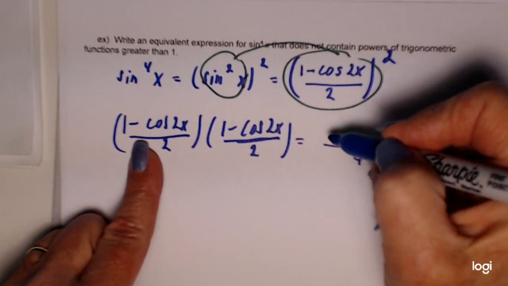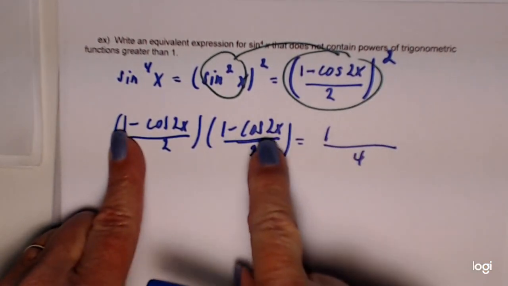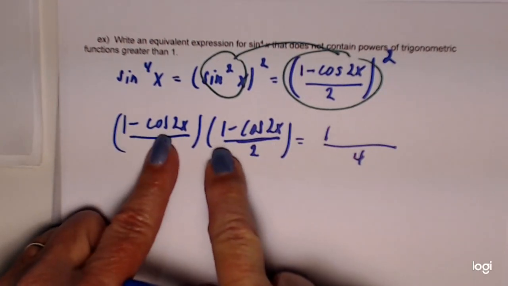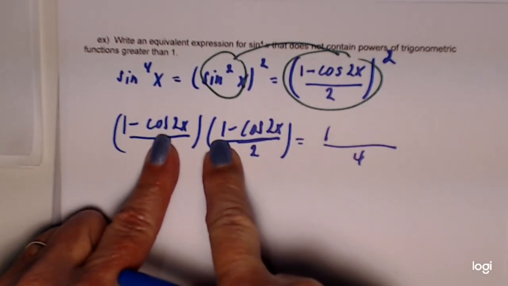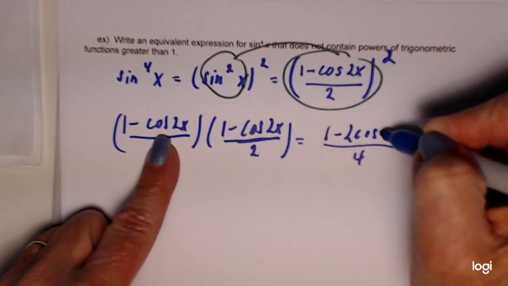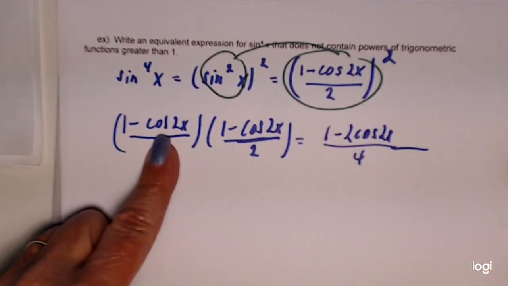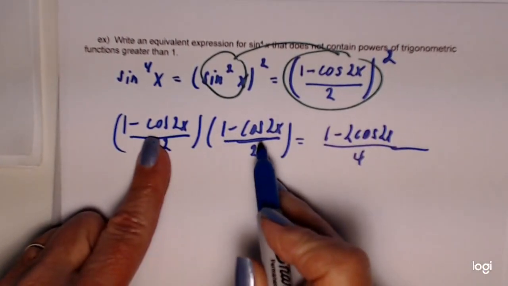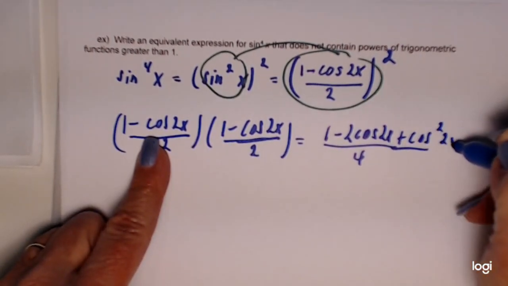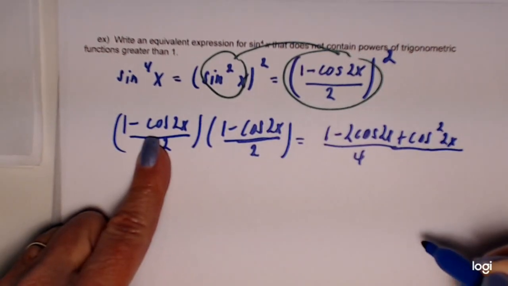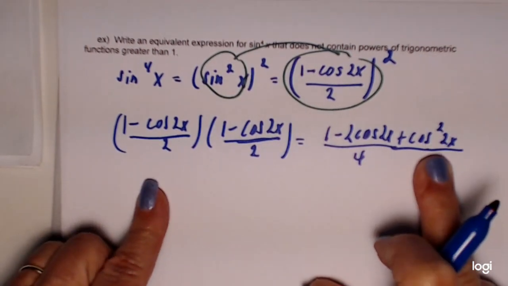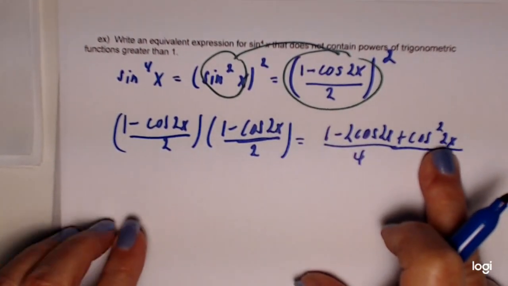So 1 times 1 is 1. 1 times negative cosine 2x is negative cosine 2x. Inner, negative cosine 2x times 1 is negative cosine 2x. So that gives us negative 2 cosine 2x. And last but not least, negative cos 2x times negative cos 2x. Negative, negative, we get positive cosine squared 2x.